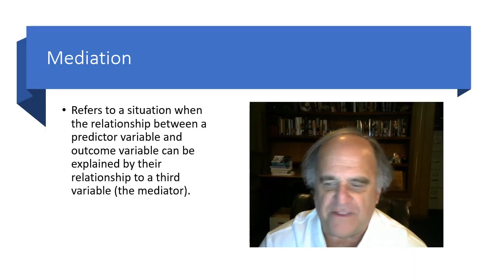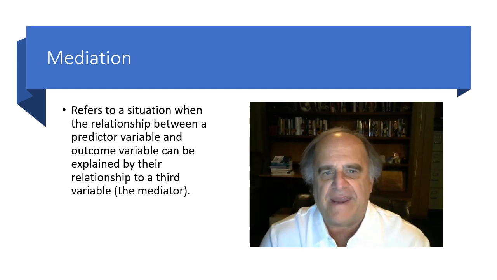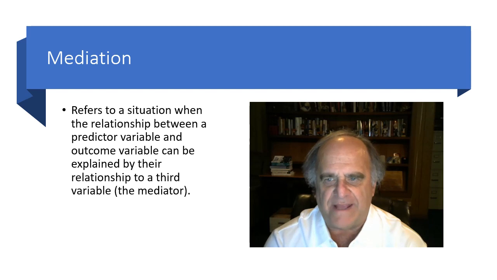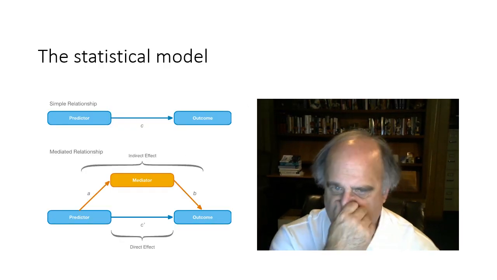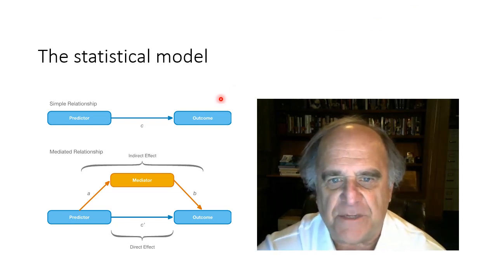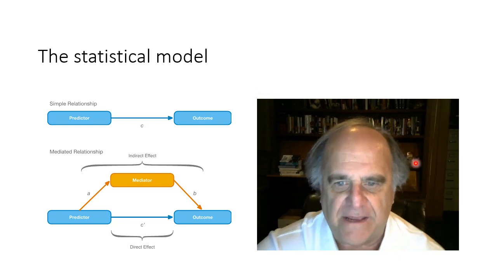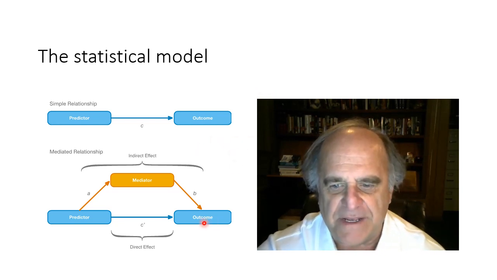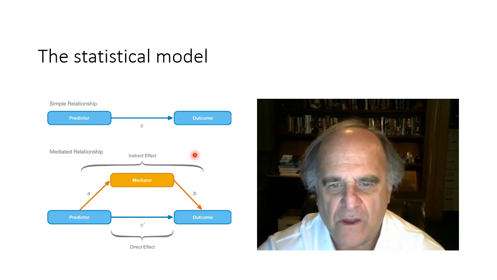So again, mediation, now these are slides from Andy Field. Mediation refers to a situation when the relationship between a predictor variable and an outcome variable can be explained by the relationship to a third variable, which we call the mediator. So our simple relationship again would be predictor to outcome, and our effect we label C. Our mediated relationship is predictor to outcome. And now we have two effects, though. We have an indirect effect and a direct effect.